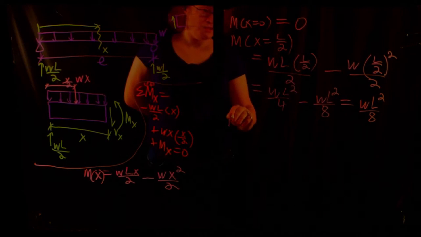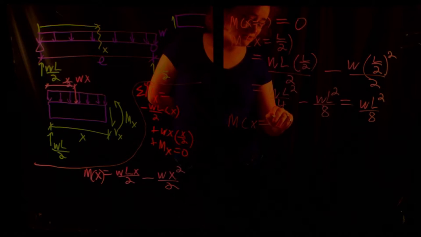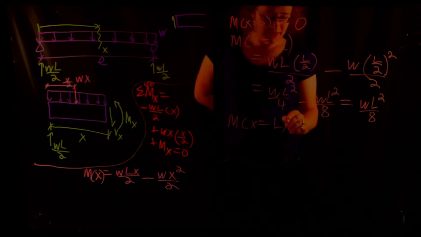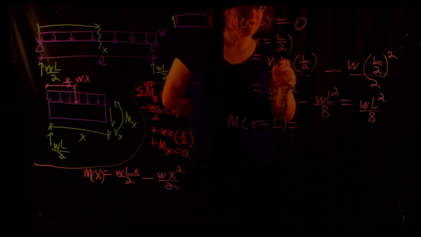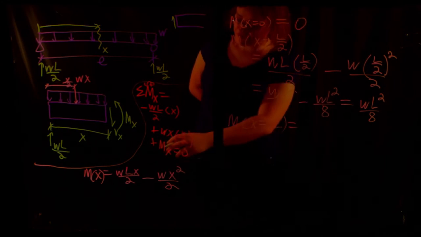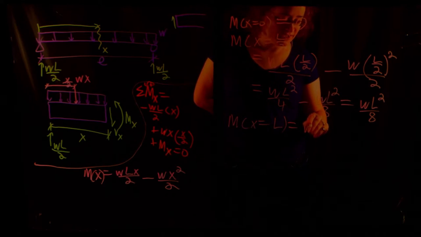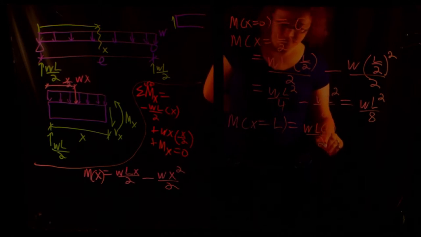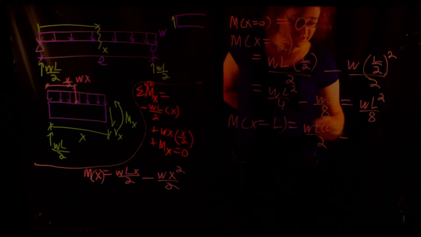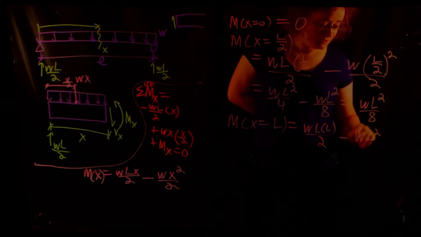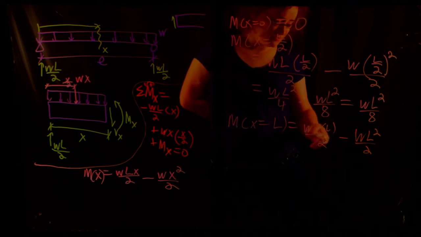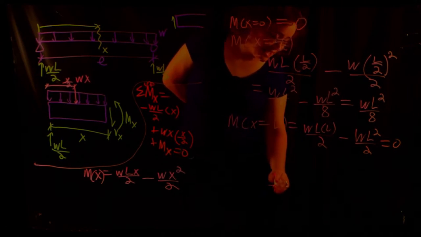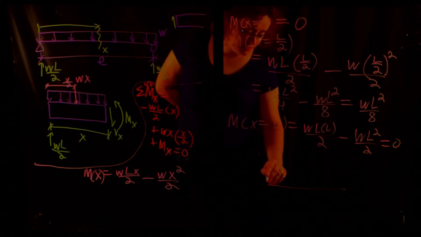And then M at x equals L, at the far right-hand side of the beam, just substituting in L for x, you'd have WL times L divided by 2 minus W times L squared over 2. And we have WL squared over 2, WL squared over 2. That indeed comes to 0. So we end up having a plot that looks like this.